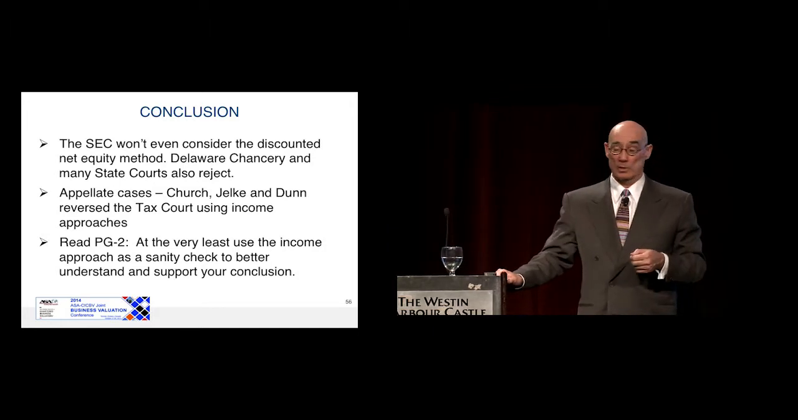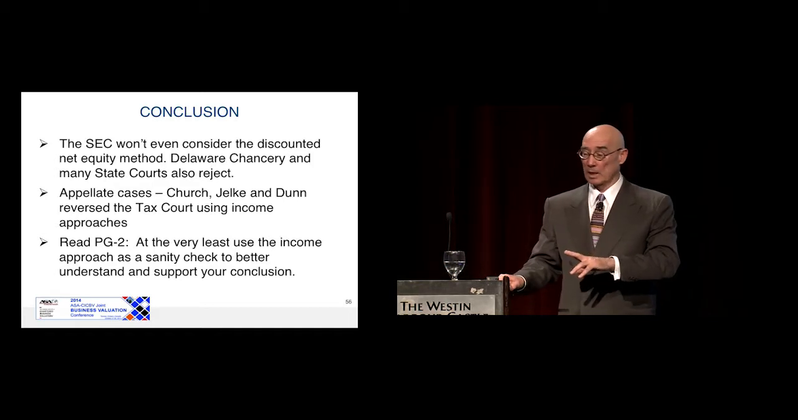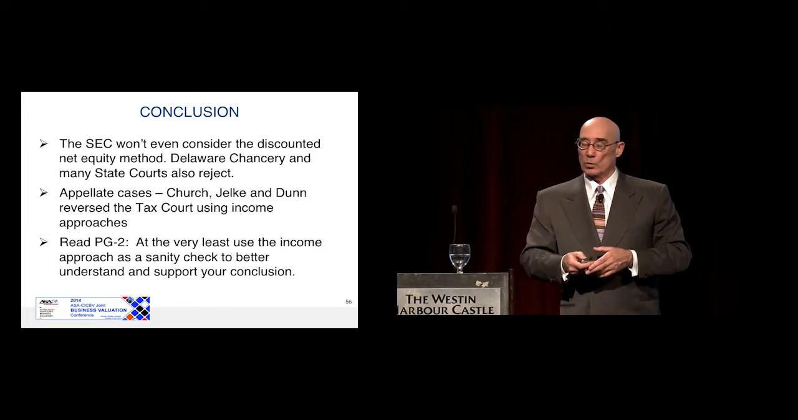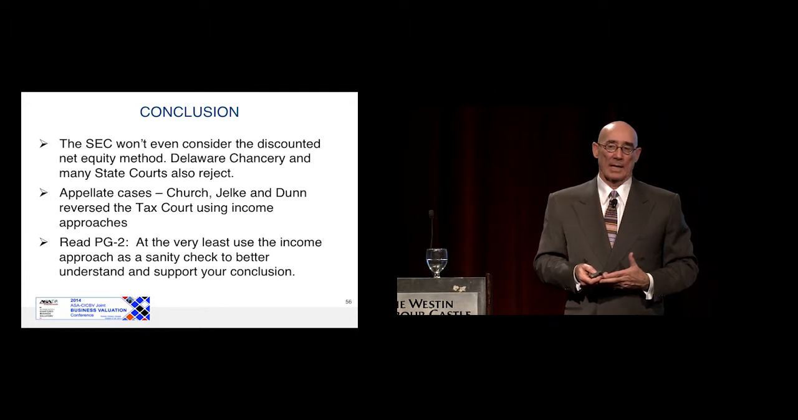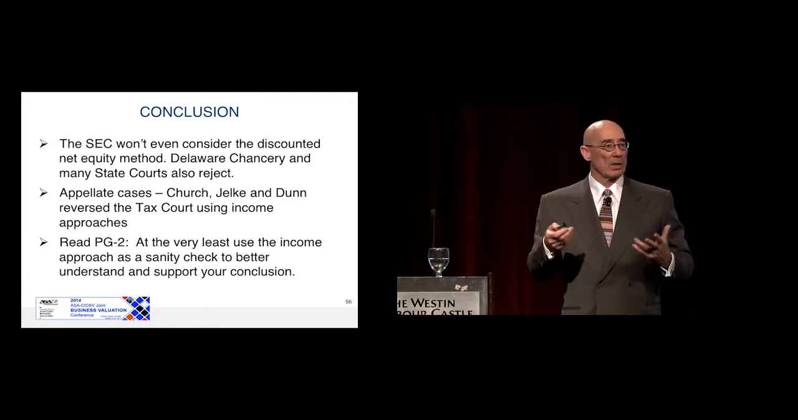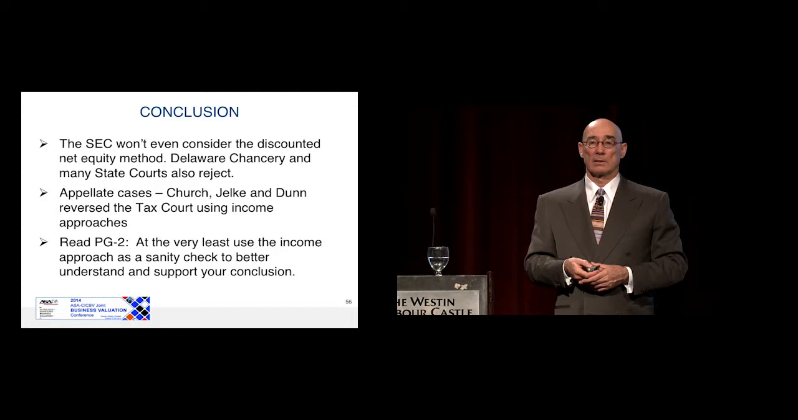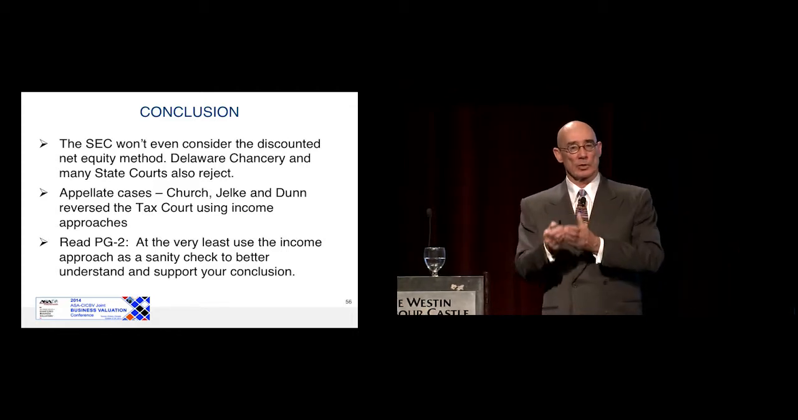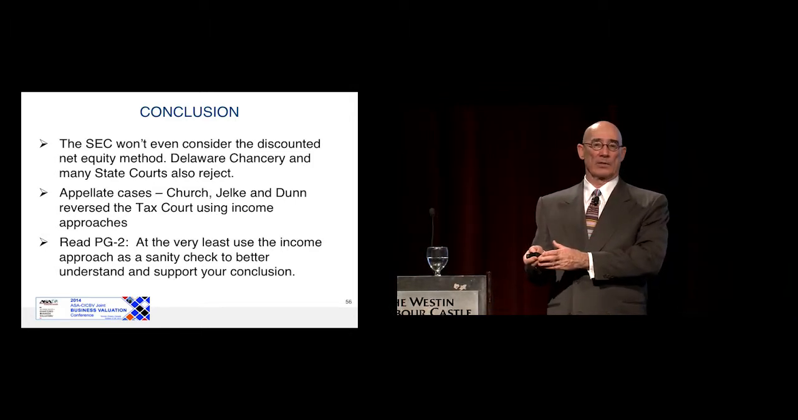But the ones that were reversed, and I'm going on the information from other people, I haven't read these in a while, are Church, Jelke, and Dunn, and there have been some others too. So this is something which has been bubbling up for a long time. There are a lot of people who understand this. What I would basically say is, try it. Give it a shot. Eventually, you may get to the point where the income approach becomes your primary method and the discount analysis becomes kind of a sanity check.